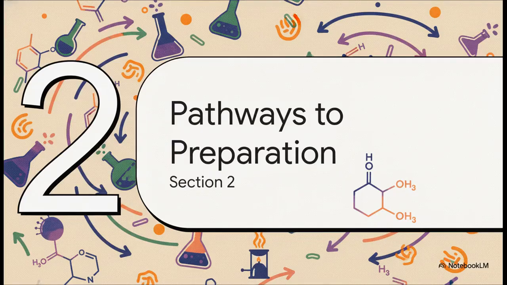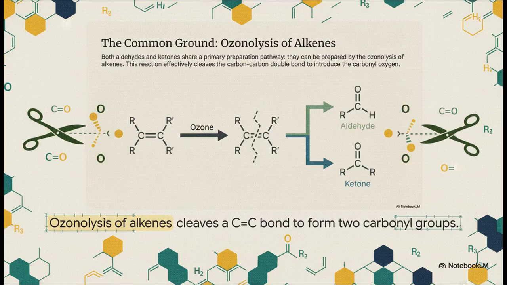So now we know what they are and a little bit about their character. But how do chemists actually make these things in a lab? Let's take a look at some of the most common ways to cook them up. One of the coolest ways to make both aldehydes and ketones is a reaction called ozonolysis. It's actually pretty elegant. You start with something called an alkene, which has a carbon-carbon double bond. When you hit it with ozone, it's like you're using a pair of molecular scissors. It just snips that double bond right in half and then caps each of the new ends with an oxygen atom. And boom, just like that, you've made two brand new carbonyl compounds.